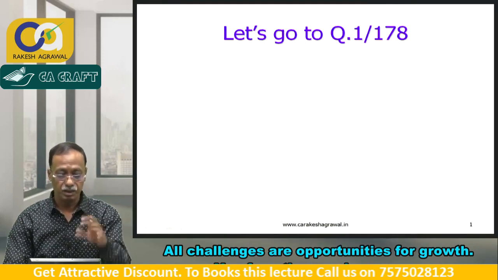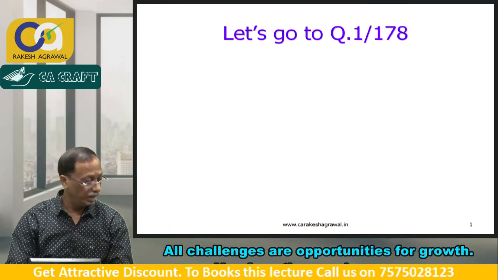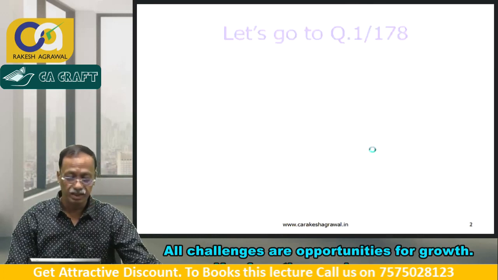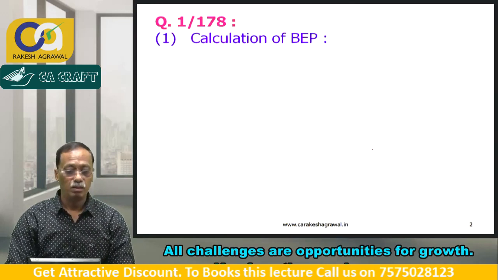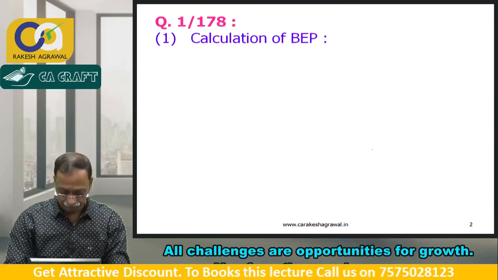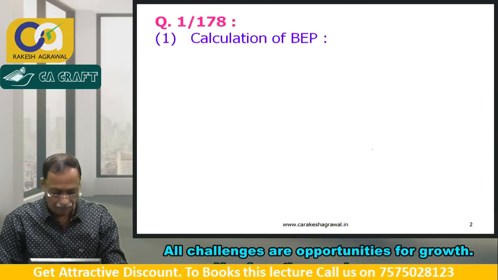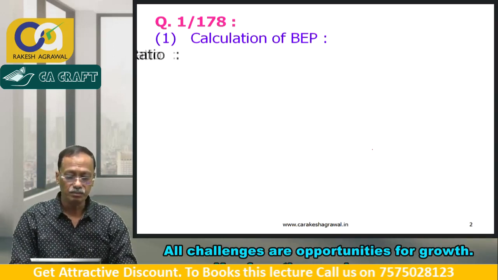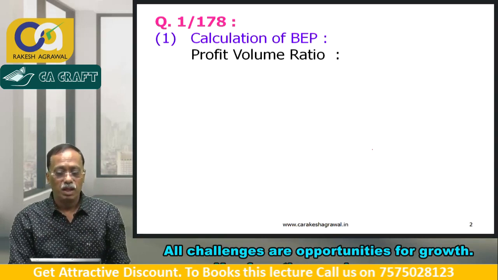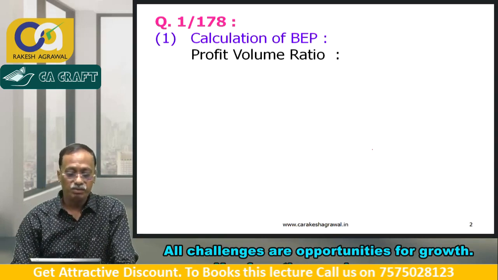Start. Question 1 by 178. Start writing. Number 1, calculation of BEP. I am calculating PV ratio. So write down profit volume ratio.